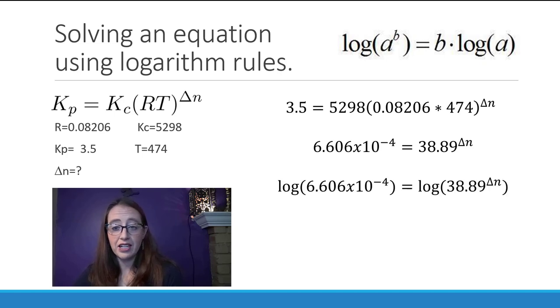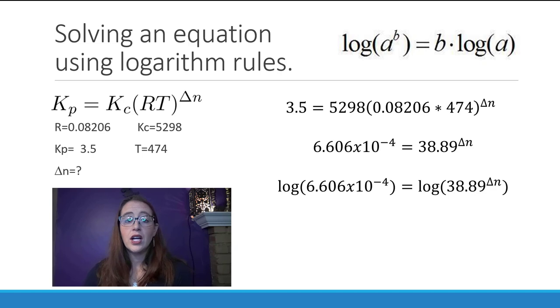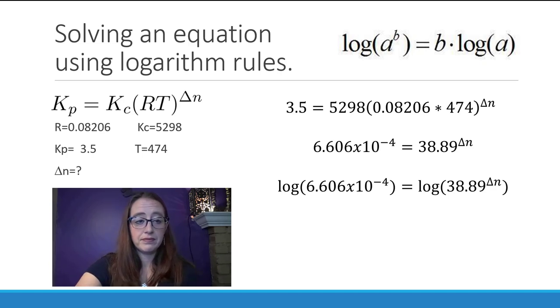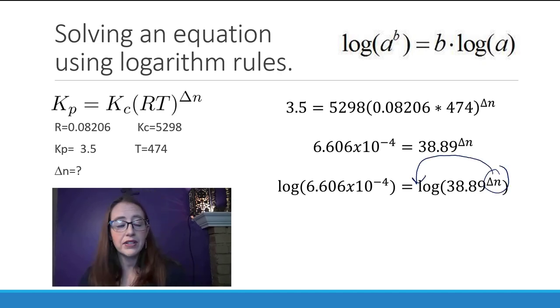So here I've taken the log of both sides. This will allow us on this side to solve for a value. On the right-hand side, we can use the logarithm rule as posted up in the corner to solve for the delta n, because the delta n can move down here.